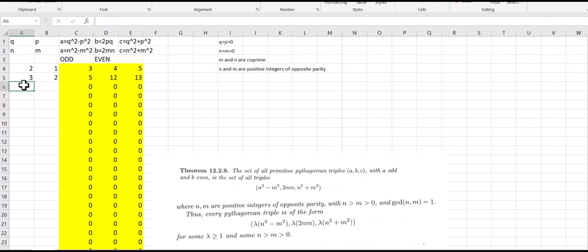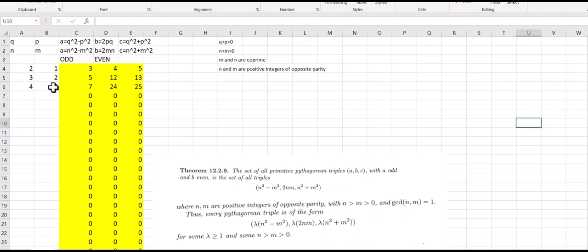What do you think is our next possible value for n, and correspondingly, what shall we have for m? If you are thinking of the number 4 for n, you are correct. So let's plug in 4 here. And since we want our n and m to be of opposite parity, since n is even, n is 4, then m must be odd. So what's the possible value for m? Here we could have 3.